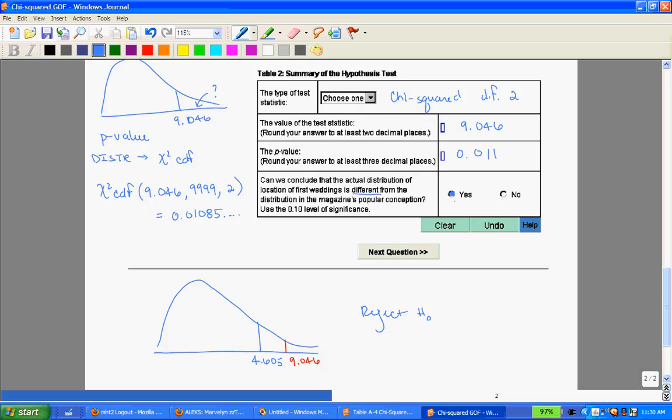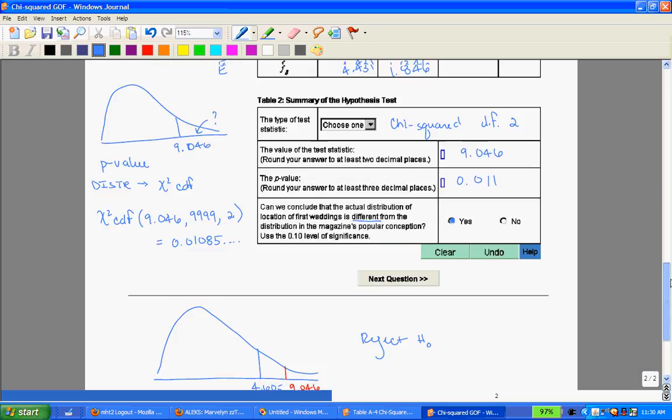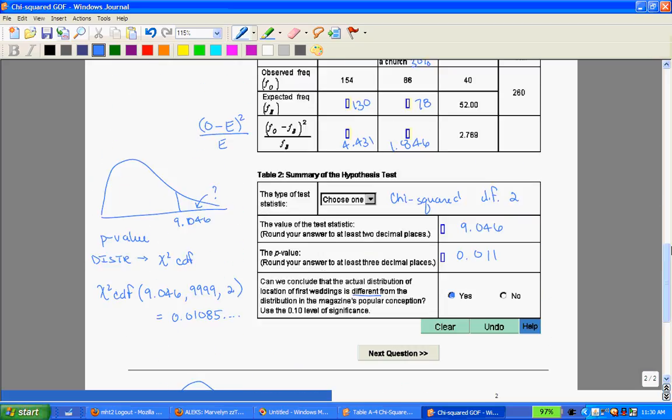Are they different from what the distribution of the magazine's popular conception says? Yes. So that's what's happening with the p-value. You have to get that test statistic first, and the p-value is saying what's the area in the tail from this test statistic value. And if the p-value is lower than alpha, then you reject the null. But if you feel more comfortable, you can go back to the traditional way of doing it and compare the test statistic to the critical value by using alpha, but you'll get the same results.